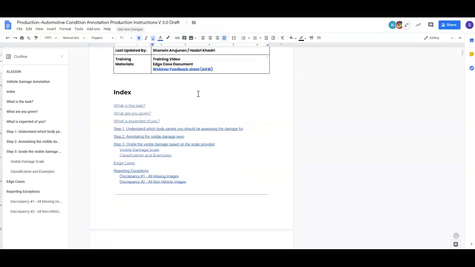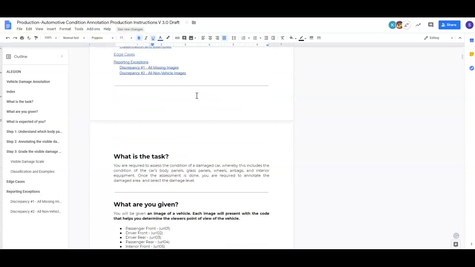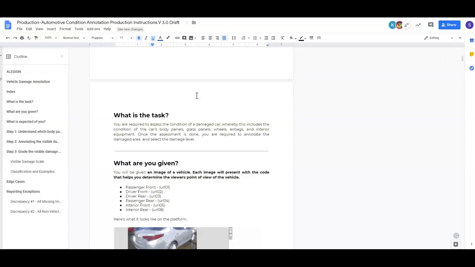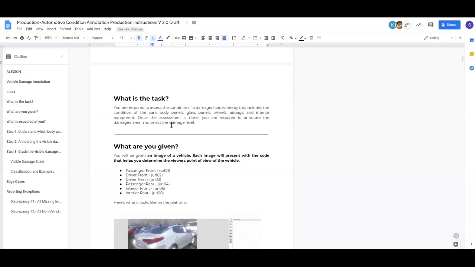Now let's go through what the task is all about. Some things are the same, where you're required to look at the vehicle and assess the condition of a damaged vehicle, whereby you will have certain classifications given. What you're required to do is see the image that you got, look at the body panels that are damaged, and also draw a box and rate the damage scale.